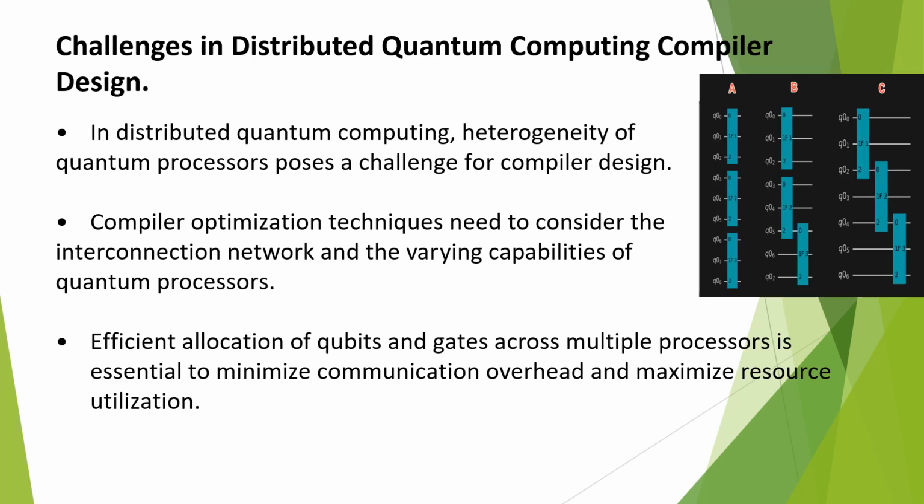Challenges in distributed quantum computing compiler design. In distributed quantum computing, heterogeneity of quantum processors poses a challenge for compiler design. Compiler optimization techniques need to consider the interconnection network and the varying capabilities of quantum processors. Efficient allocation of qubits and gates across multiple processors is essential to minimize communication overhead and maximize resource utilization. Here is an example picture for the distributed quantum computing compiler designs. You can see here these are the qubits and the ABC units.